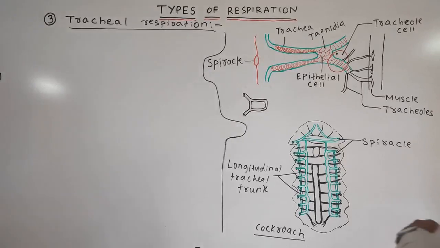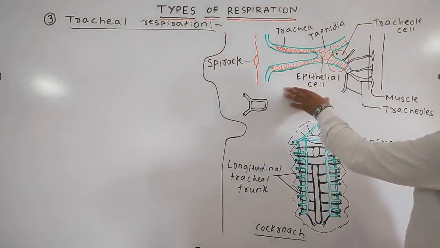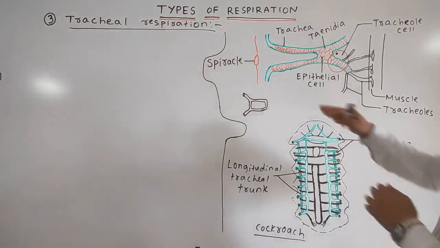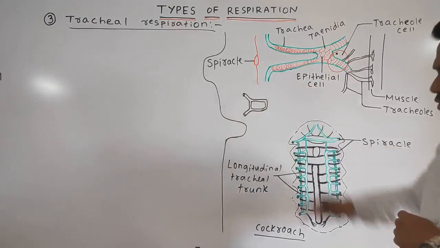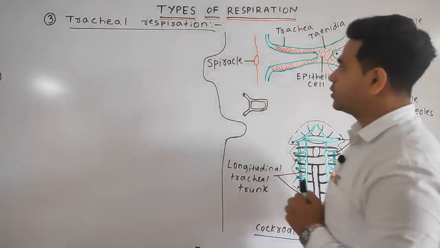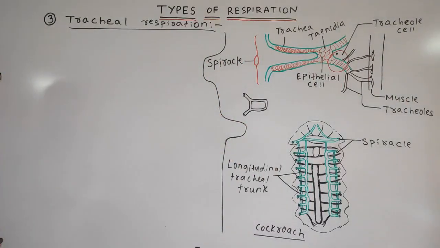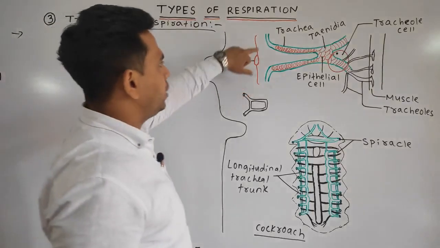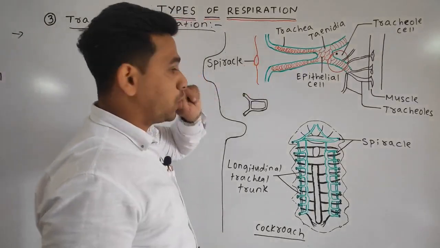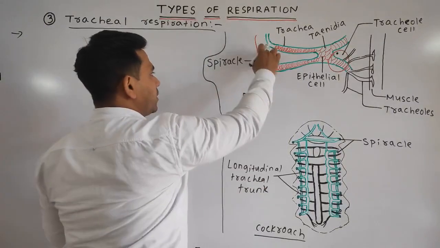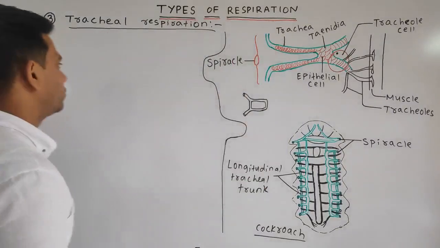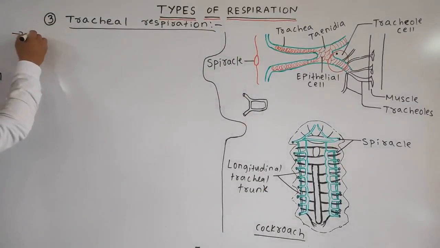Now students, we can say the tracheal activity, how it goes on inside the cockroach, and also the various arrangements. Firstly, what is the spiracle and what does the spiracle lead to? The spiracle opens into a space that is called the atrium. You can see here, this space is called the atrium. So first point, we will write accordingly.